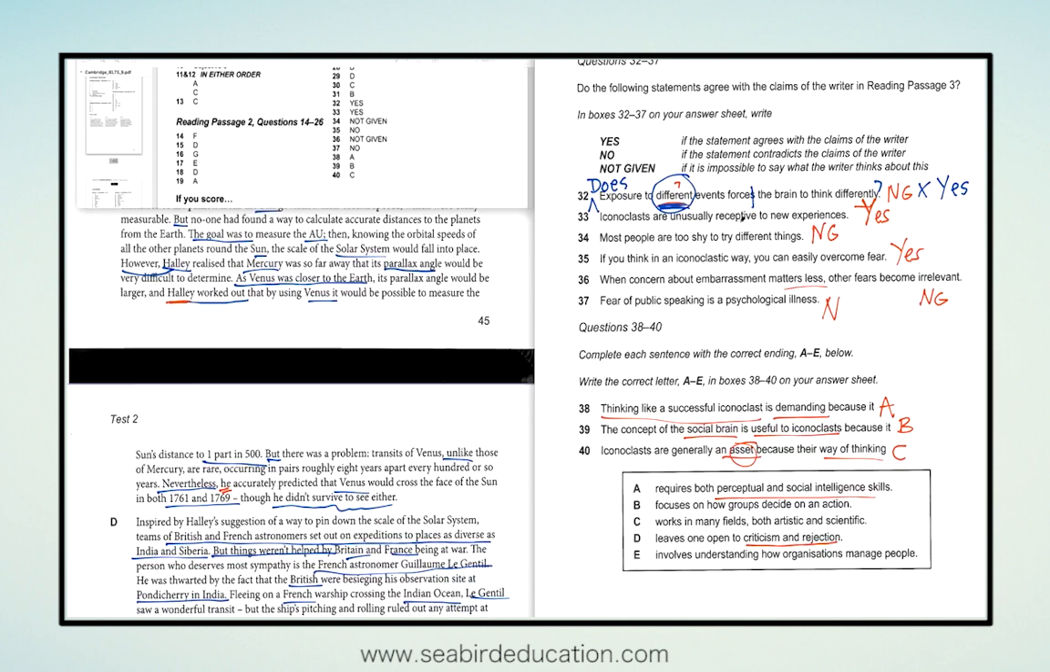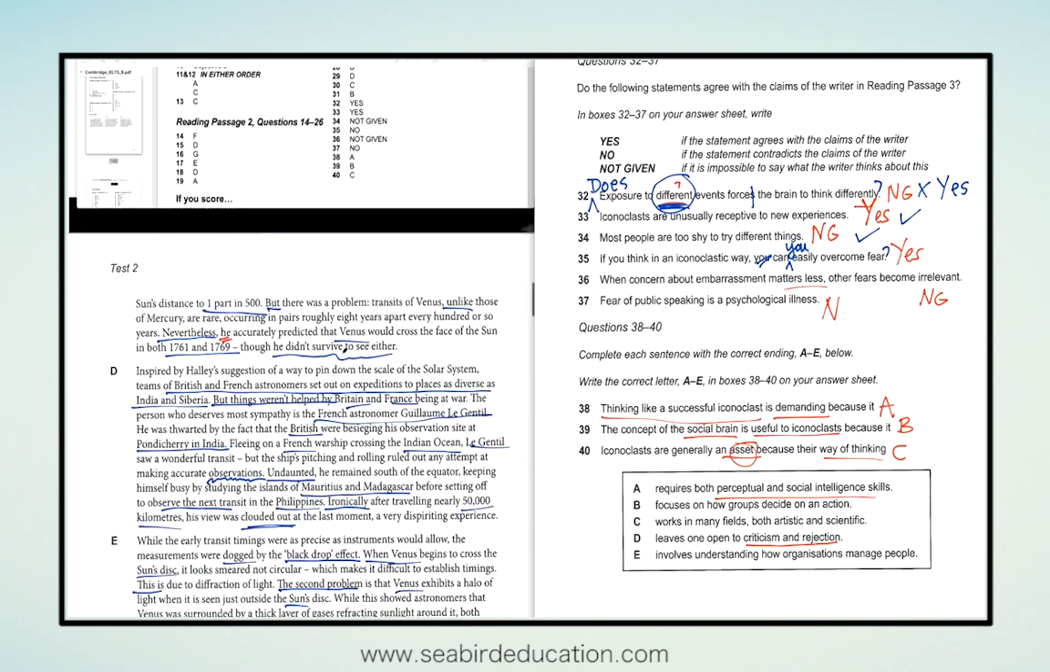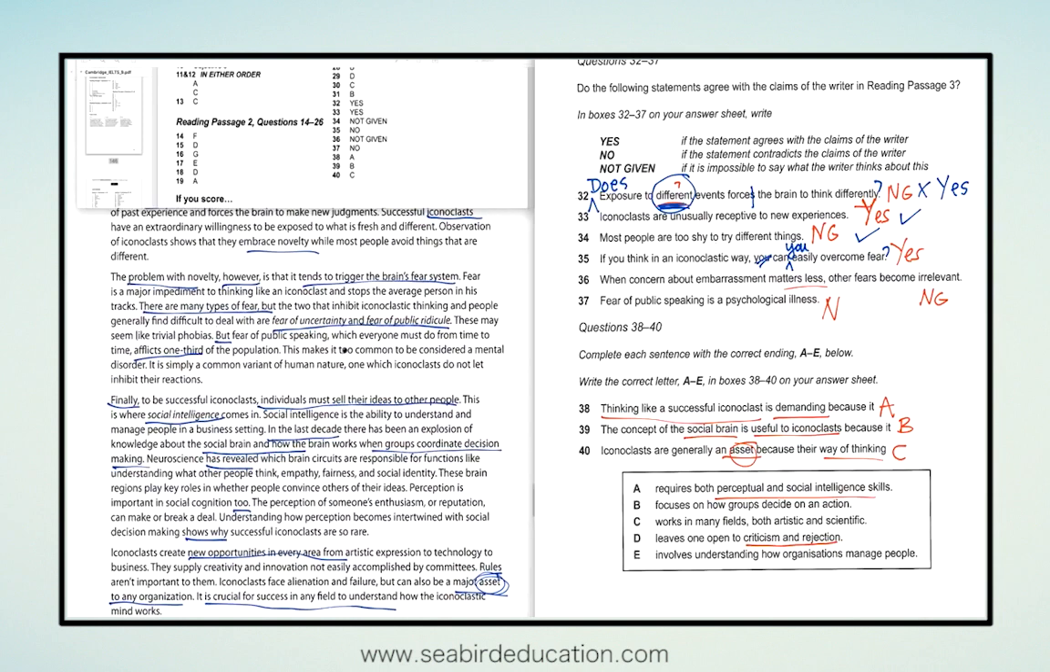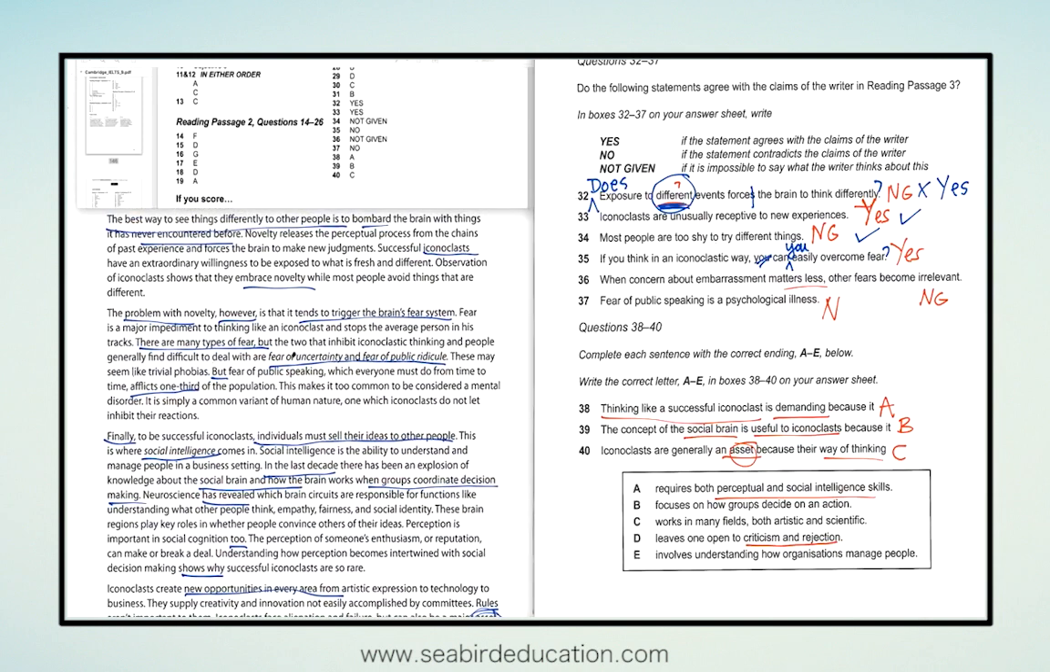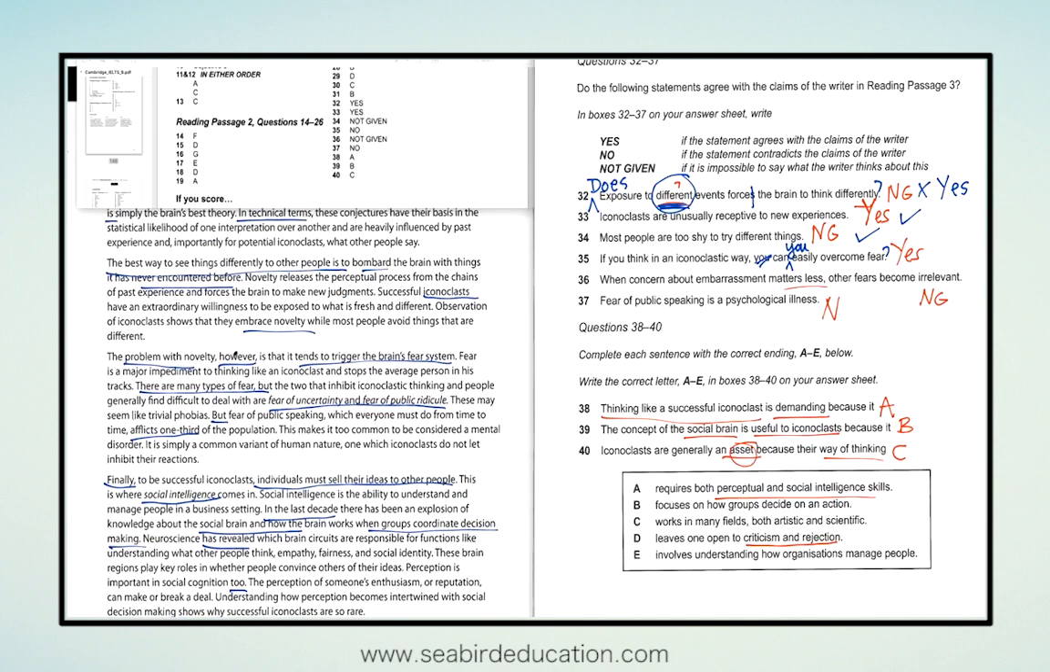33, I'm unusually receptive to new experiences. Yes. 34, not given. Okay, I'm close to 7.5 so far. If you think in an iconoclastic way, you can easily overcome fear. 35, no. Can you easily overcome fear? Let's see if we can find this. Fear of uncertainty. One problem with them tends to fear is a major impediment in thinking like an iconoclast and stops the average person in his tracks. Apparently it's no.